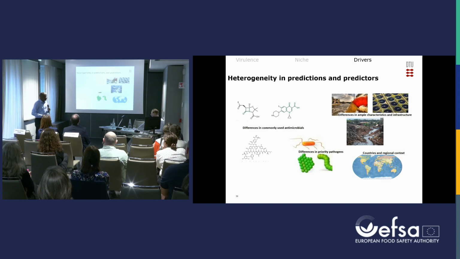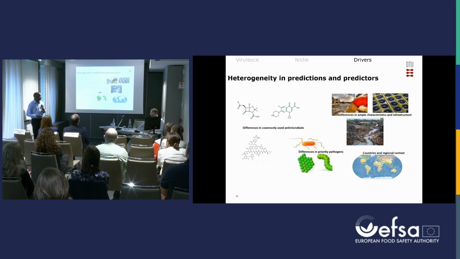And then, we also have to recognize that, of course, for example, not all countries use the same antimicrobials, because not all countries have the same priority infections. And you have characteristics in where the samples are coming from. This was sewage. They were quite different, but also infrastructure, and the countries and the regions differ a lot. So this heterogeneity should be considered when thinking about the samples.